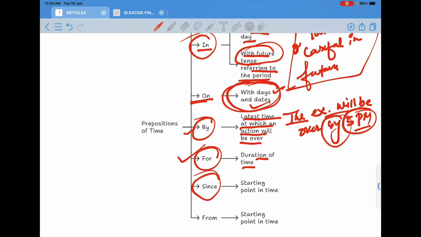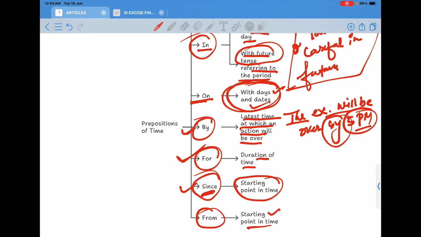Next, since. Starting point of a time. Suppose you are talking about a past thing. So basically since is used for past tense. For example, he has been ill since last Tuesday, last Monday. So in that scenario you will use since. For will be used for perfect continuous tense. By you will use for a latest time by which work is going to be over. From you will use for a starting point in time.